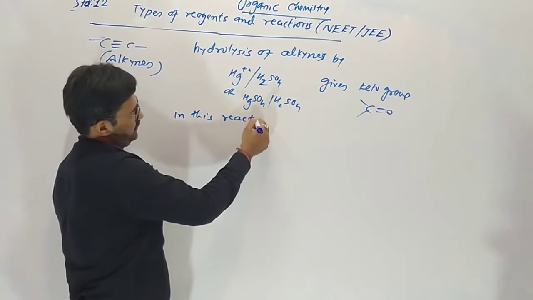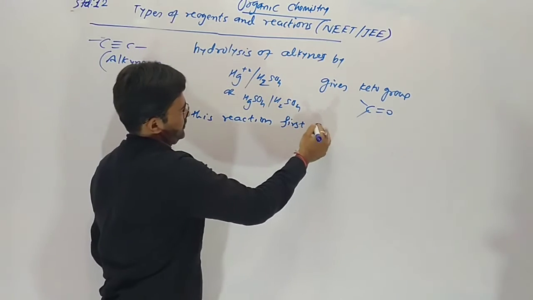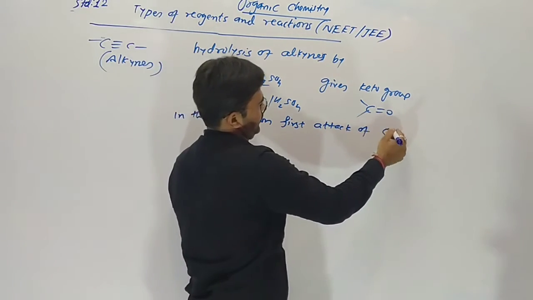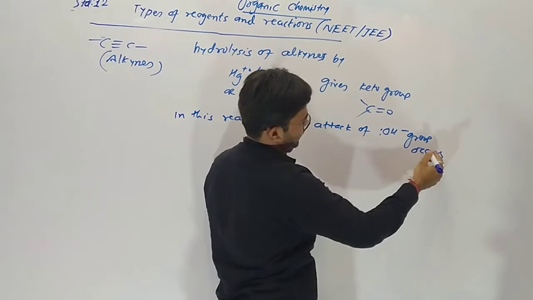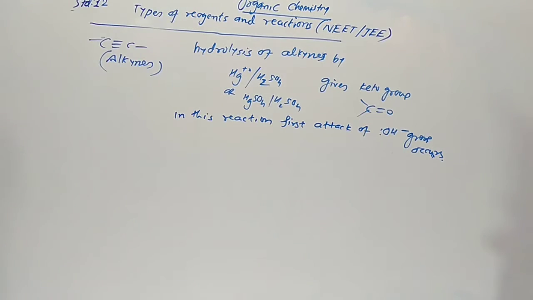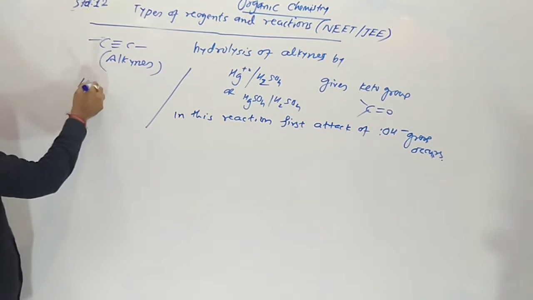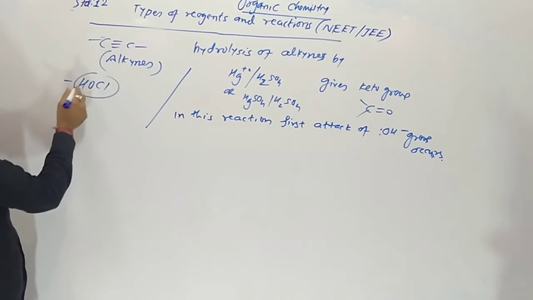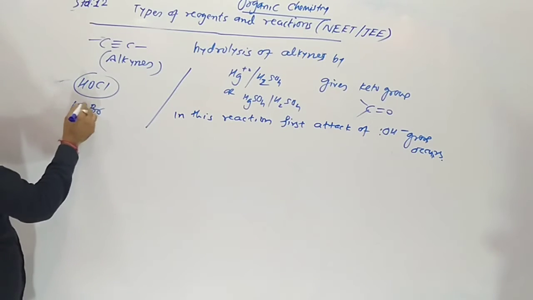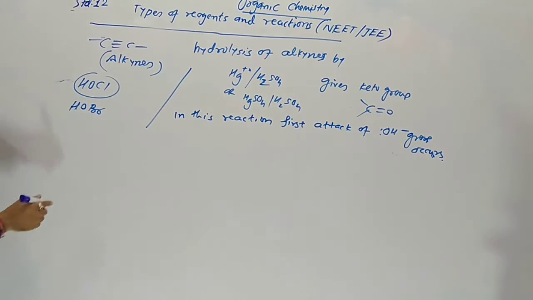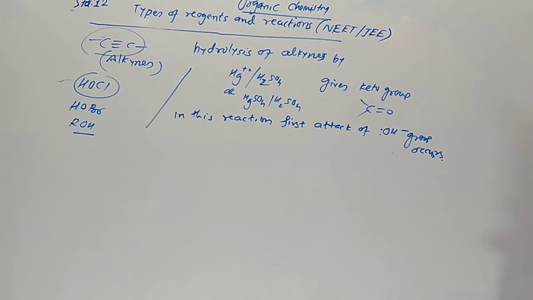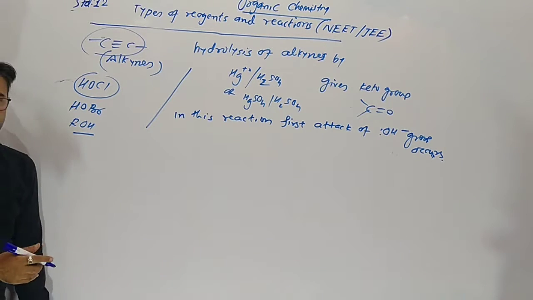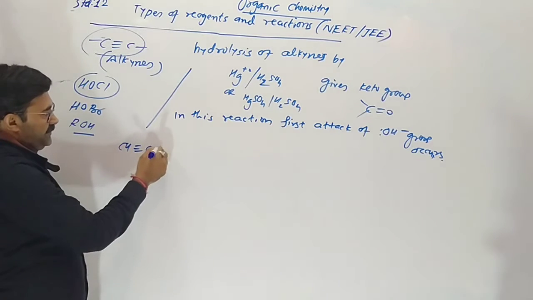In this reaction, first attack of OH minus group occurs from the water, not of H plus. Now after that we will discuss the reaction of alkyne with hypochlorous acid, then hypobromous acid, and alkyne reacting with alcohol also. We will discuss about it. So first example, when we take ethyne.